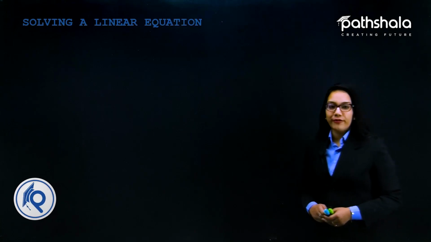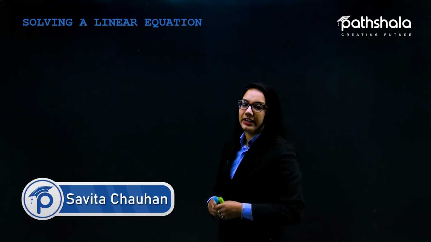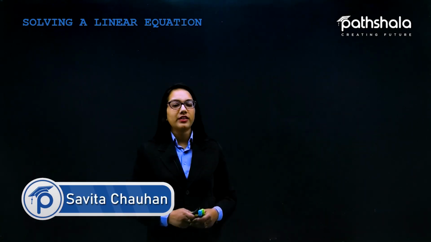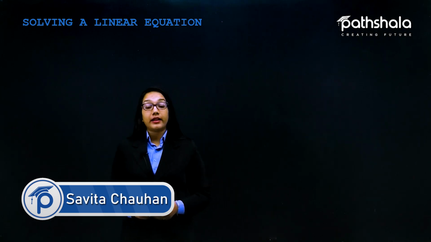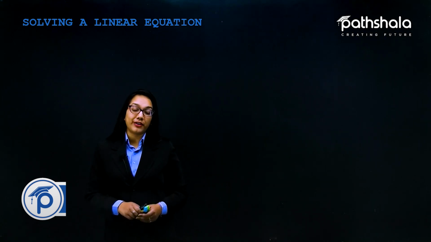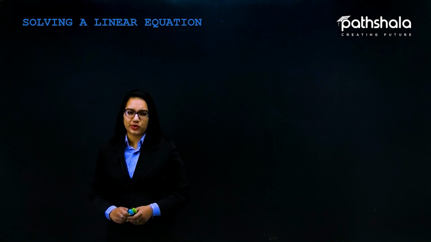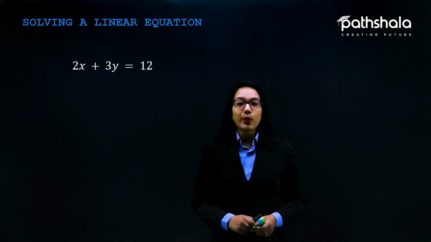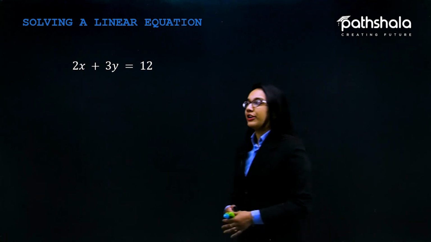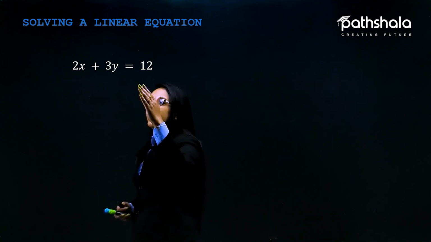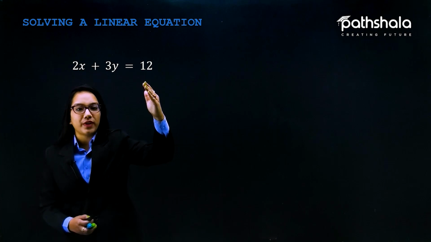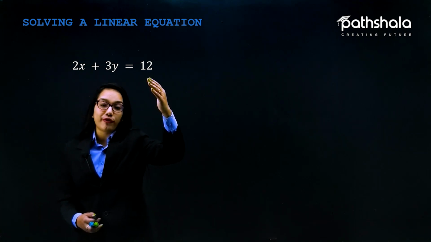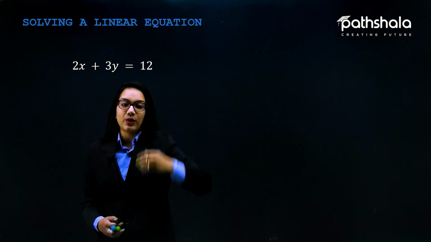So let's just move on further and talk about solving a linear equation. How we can solve a linear equation and how we can find the solution of a linear equation. Suppose I am taking a linear equation in two variables as 2x plus 3y is equal to 12. Definitely this is a linear equation in two variables because we can represent it in the form ax plus by plus c is equal to 0.